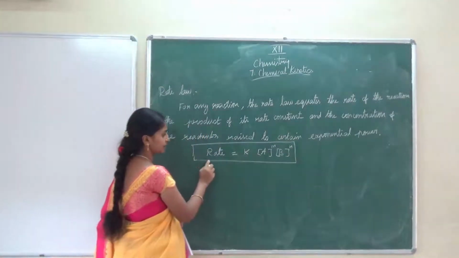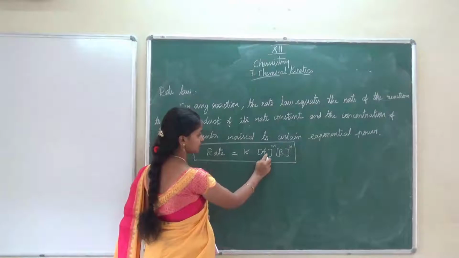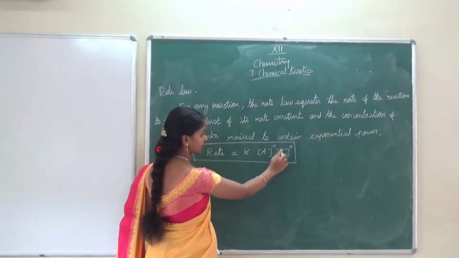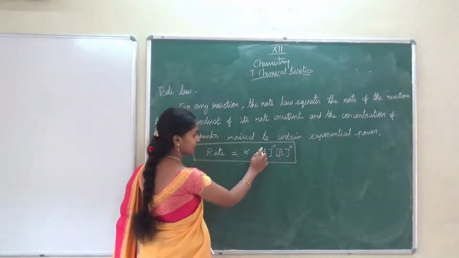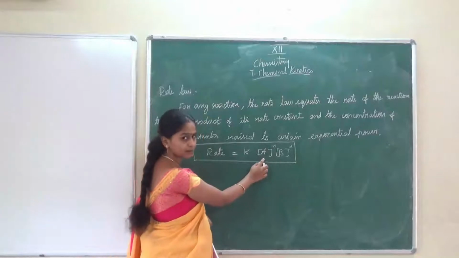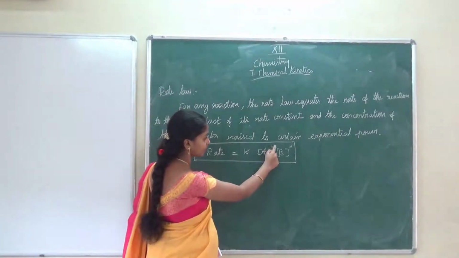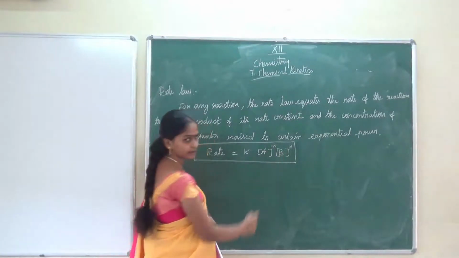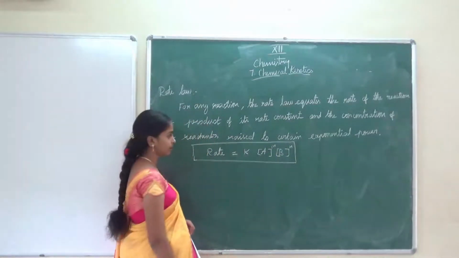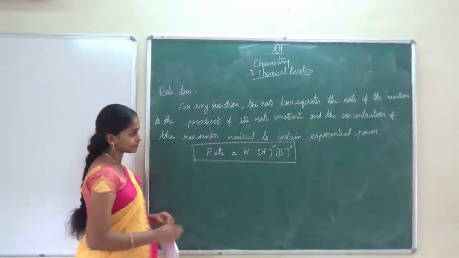Rate is equal to k into concentration of A power m and concentration of B power n. The square bracket denotes concentration. So when you read, you have to read it like this: concentration of A power m, concentration of B power n. So this is the rate law.